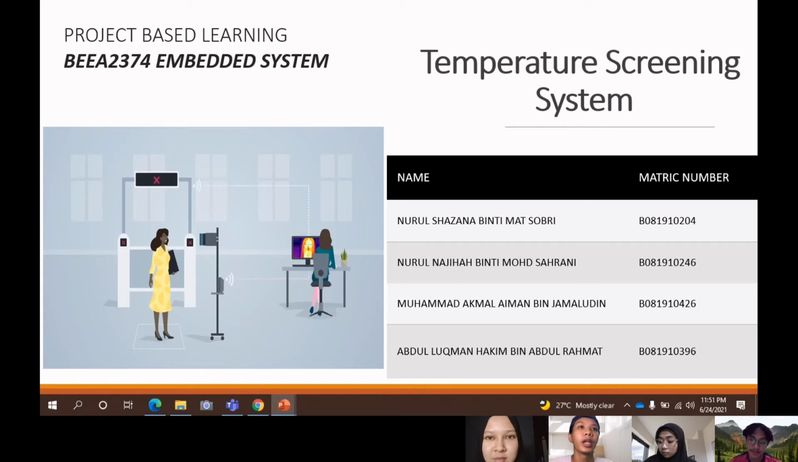For introduction, my name is Abdul Luman Hakim bin Abdul Rahmat and my other group mates are Nurul Sazana binti Mat Sobri, Nur Najah binti Muhammad Syarani and Muhammad Akmal Aiman bin Jamaluddin.